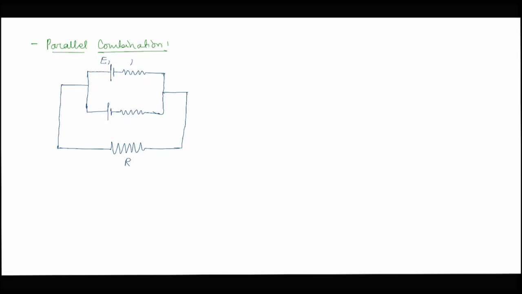So in case of parallel combination, the two batteries are connected in such a way that they will feed current into the same external circuit having resistance capital R. So this one is E1 having internal resistance R1. This one is E2 having internal resistance R2, and it is connected to an external resistance capital R.